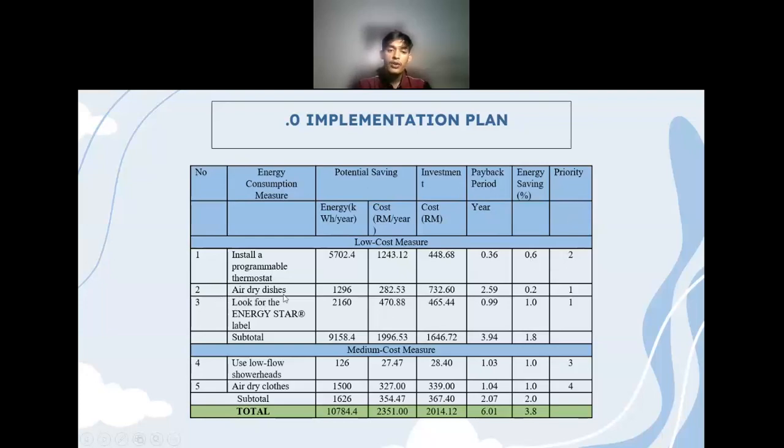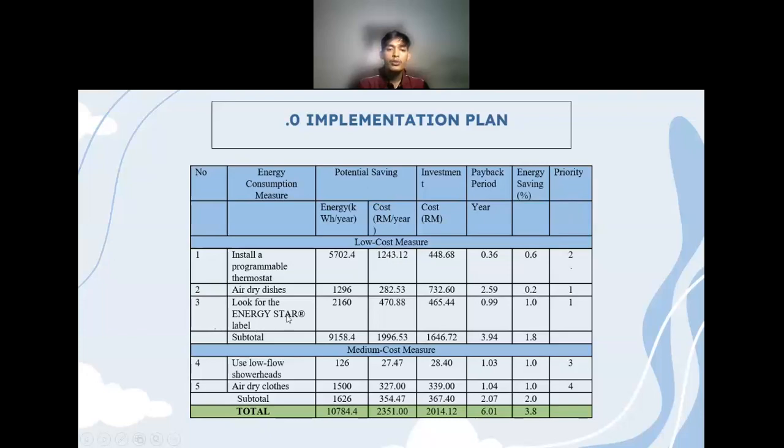Second one is air dry dishes. Potential saving of the energy kilowatt hour per year is 1296 kilowatt per hour and the cost that can be saved is 282.53 and the investment cost is 732 ringgit and 60 cent. Payback period per year is 2.59 and the energy saving is 0.2% and priority is 1.